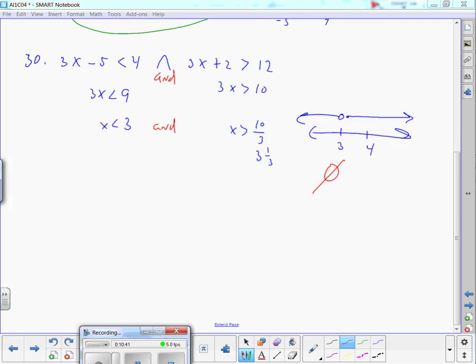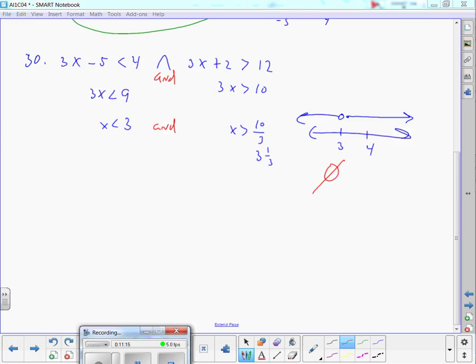Are you doing a conjunction or disjunction? Conjunction, right? That's the intersection symbol. So you should have gotten x less than 3. I supplied the word and because I want to make sure I'm remembering I'm doing a conjunction, or you can keep this intersection symbol going. And x greater than 10/3, which is 3 1/3, right? Well, notice they don't overlap anywhere, do they? So I write nothing on the graph, correct? Because there is no intersection, and I write the null set.